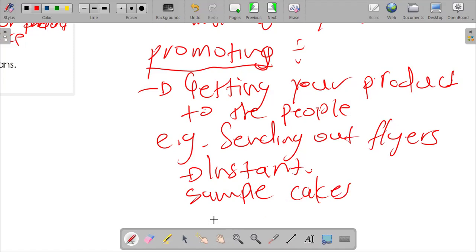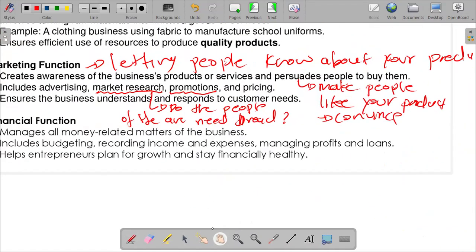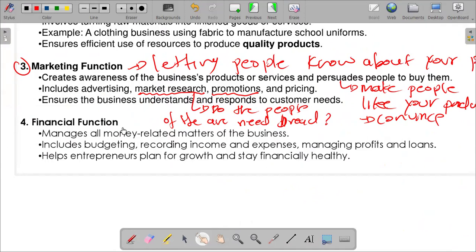But rather, advertisement is done within a period of time. Like I said, your billboards. So the billboard will be in the streets for about 3 to 6 months, depending on how much you paid for the billboard. But promotion happens now and it's not expensive. So you won't spend much on promotions, but you spend more on advertising.